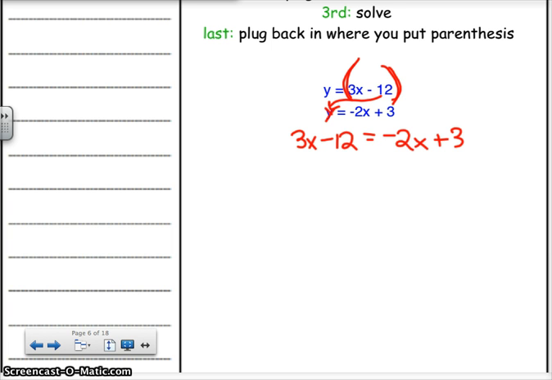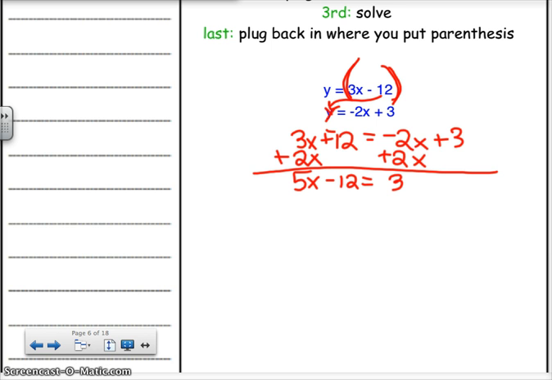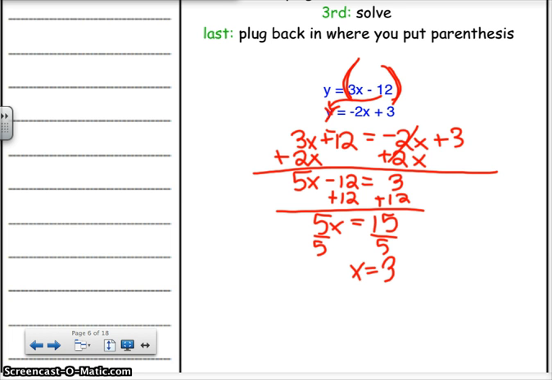Now I solve. So I'm going to bring my 2x over. This is a -12. 3x plus 2x is 5x minus 12 equals 3 because that canceled out. Add 12. 5x equals 15. Divide by 5. X equals 3. I'm halfway done because a system is a point of intersection on a line.